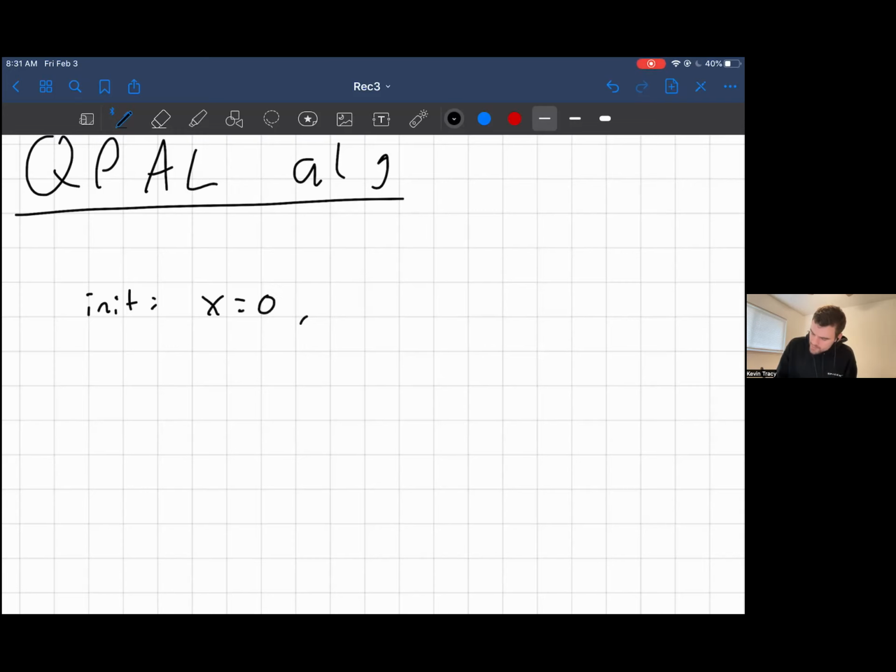X is going to be equal to all zeros. Lambda equal to all zeros. Mu equal to all zeros. And then we'll start our penalty at just 1.